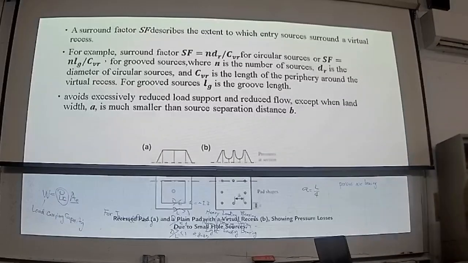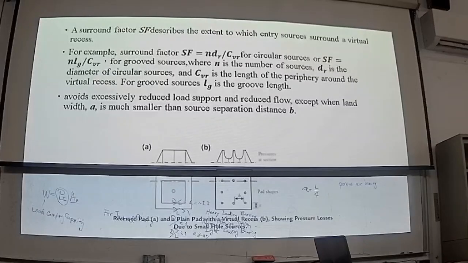Not so many companies can manufacture this product. So far in Taiwan, only one company can do that. So it's difficult to make the porous material homogeneously cover the whole bearing area.